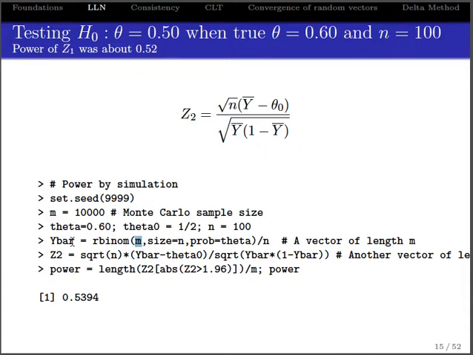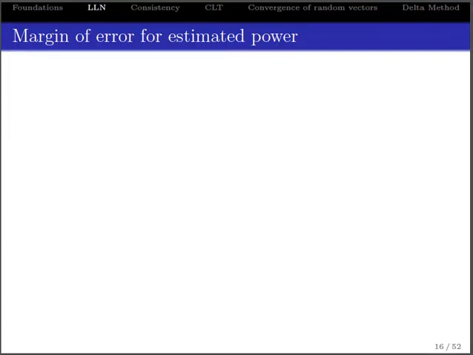So now you've got m y bars, and then you calculate Z2. Here's just the straight formula for Z2, which is above there. It's another vector of length m, and then the power is just the length of the vector Z2 such that its absolute value is bigger than 1.96, divided by m. The power is estimated to be 0.5394, which is not very far off from the power of Z1 either.